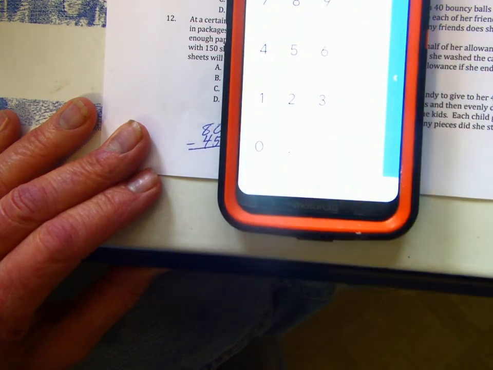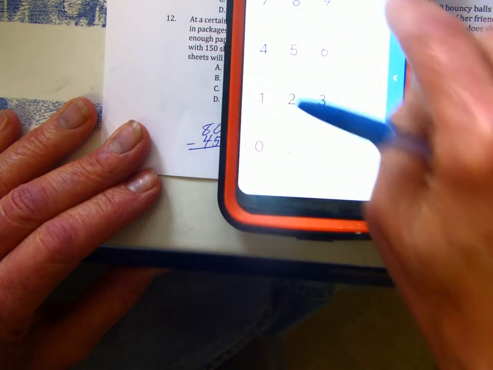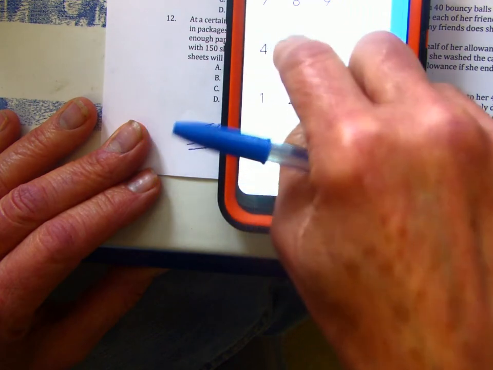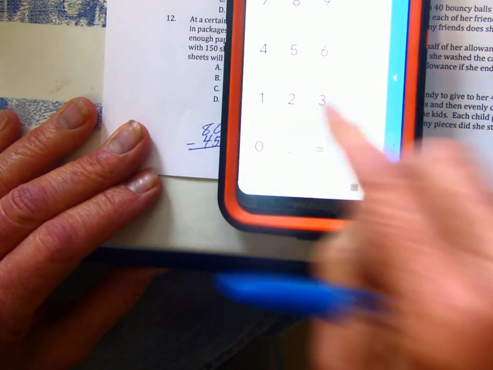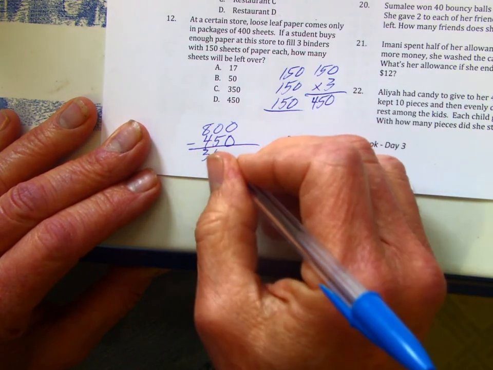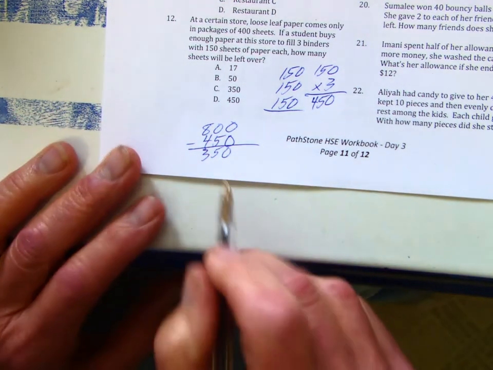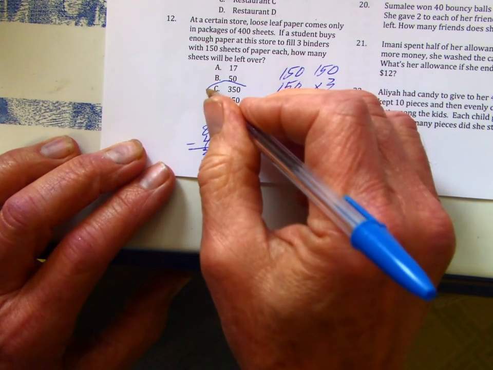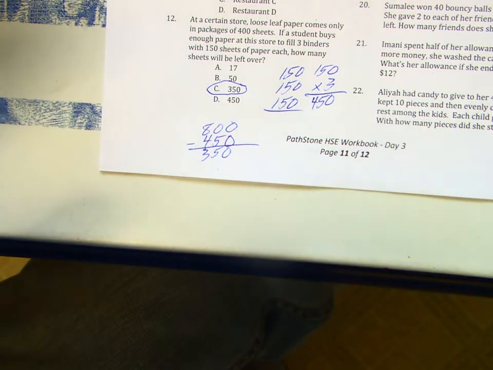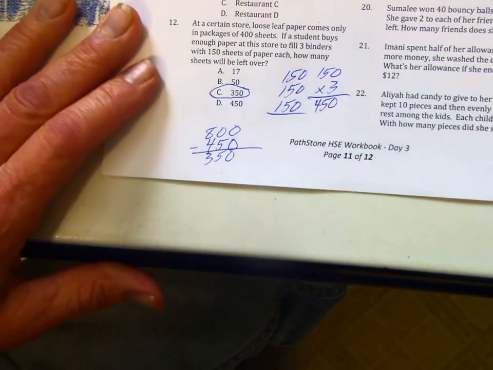800. By the way, if you can do this without using a calculator, do it. I just use the calculator because I know a lot of people are going to want to use a calculator. 800 minus 450 equals 350. Easy math. I almost never use a calculator. 350. That's how many are left over, because you had to buy 2 packages. You want the leftover: 350 left over from the package that you're not going to put in the binder.